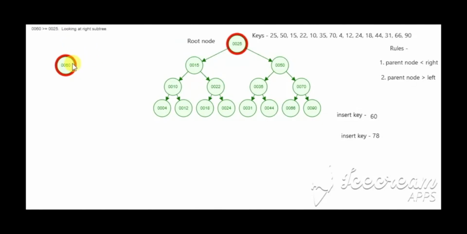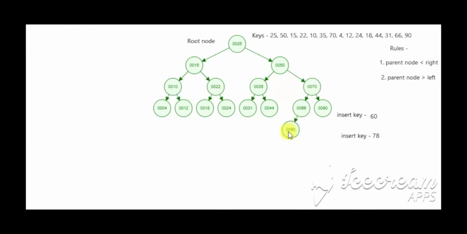Here this node 60 compared with 25, greater than 25 go right, greater than 50 go right, less than 70 go left and less than 66 go left.